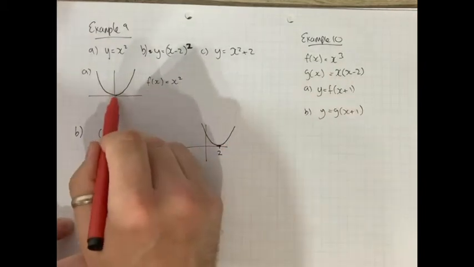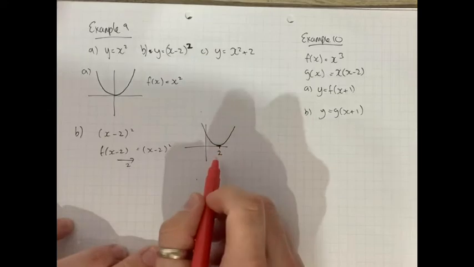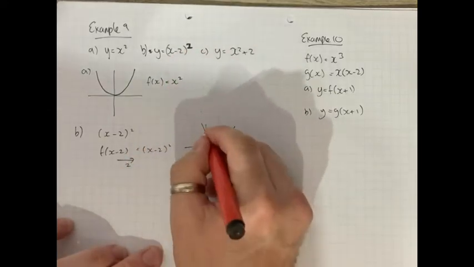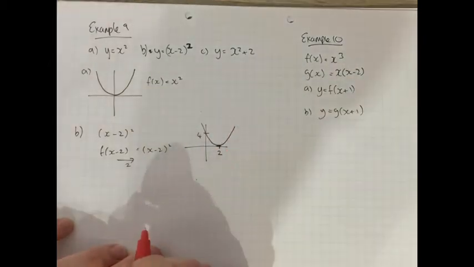So the turning point at 0 is going to be shifted onto 2, and you can work out when x is 0, minus 2 squared is 4. So that's what it's going to look like.